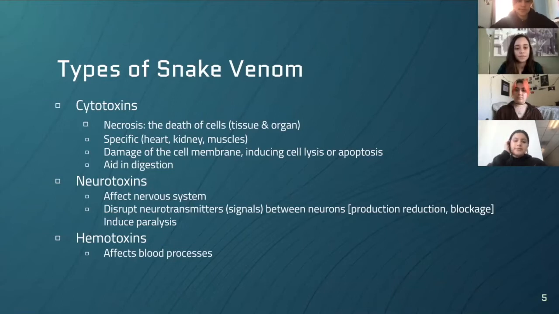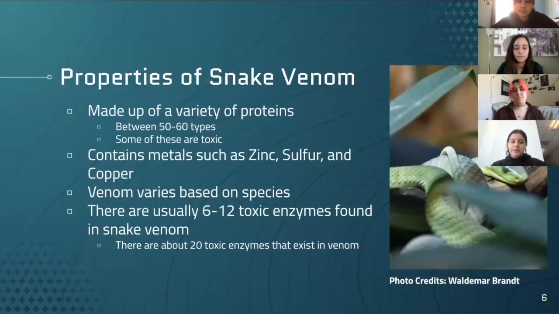The second group of substances that a venom may possess is neurotoxins, which largely affect the nervous system, and this is where paralysis of prey occurs. This is because the neurotoxins disrupt the signal between neurons, which can be done through a blockade or the reduced production of neurotransmitters. The last group is hemotoxins, which affect blood processes and result in the destruction of red blood cells, which affects a prey's ability to properly clot blood, and this reduced blood circulation is then lethal to prey.